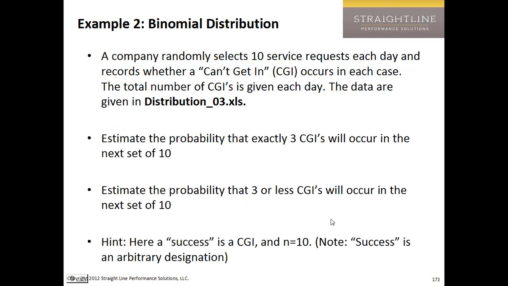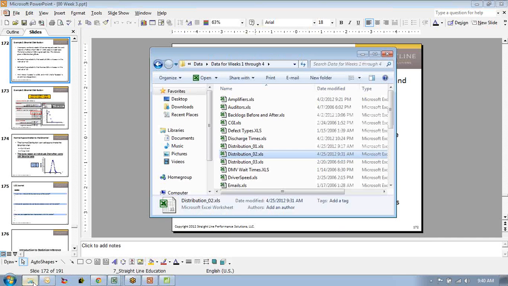All right, let's go back to an example. Here we have a company that selects 10 service requests each day and records can't-get-ins, or CGIs. The total numbers are given each day, so you do 10 a day, and I want to estimate the probability that exactly 3 CGIs will occur in the next set of 10. And I want to estimate the probability that 3 or less CGIs will occur in the next set of 10. Those are the two questions. Here a success is a CGI.